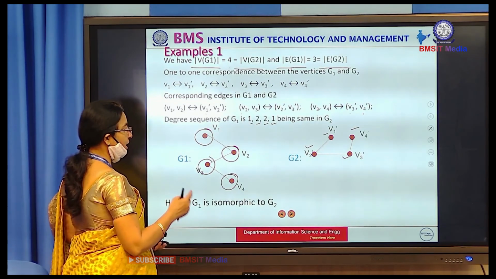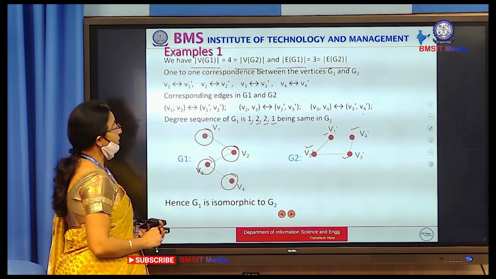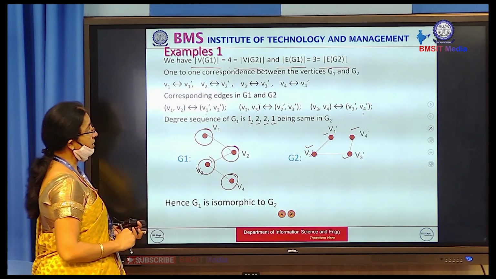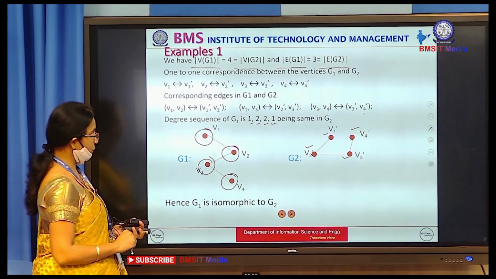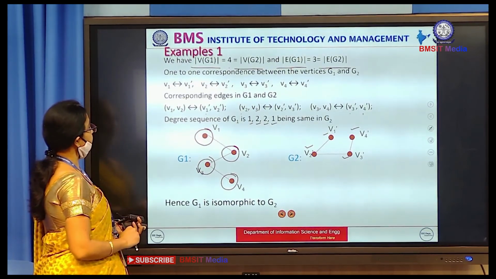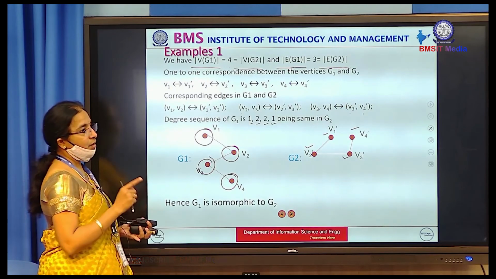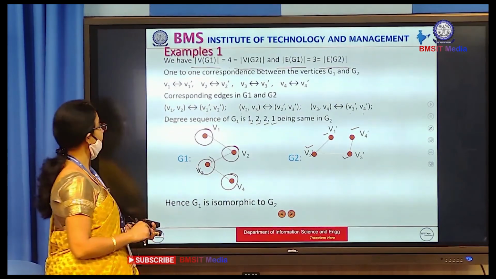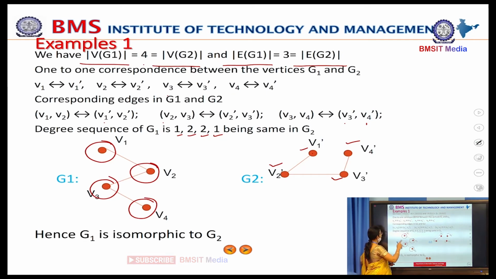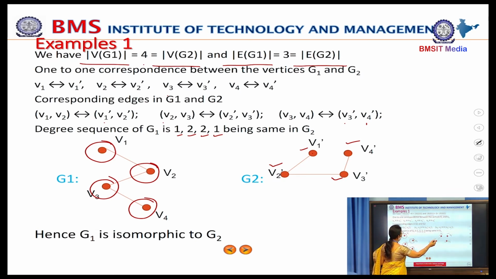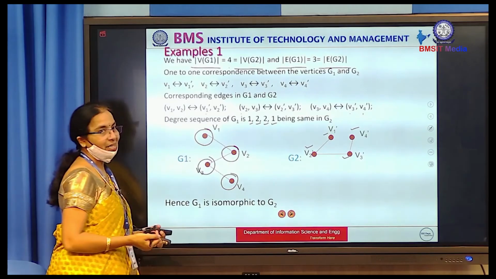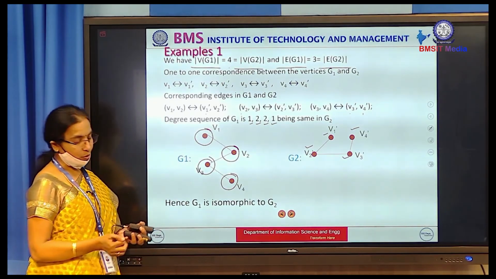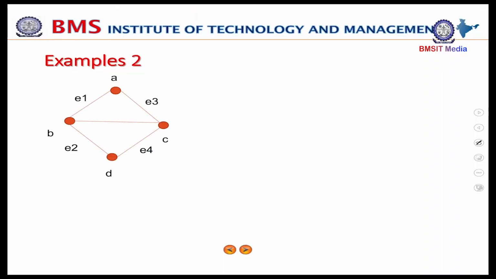So given two graphs, first you need to check whether the number of vertices in G1 is equal to the number of vertices in G2, and then we need to check the one-to-one and onto correspondence between the vertices and the edges. We also need to check whether the degrees of G1 are equal to the degrees of G2, meaning the degree sequence. If they are similar for both graphs, then we can tell that the graphs are isomorphic. So let us take one more example here.